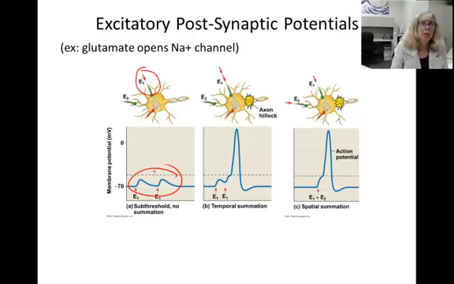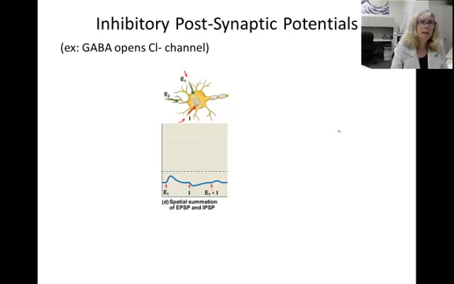If the EPSPs are close in time, shown here, or close in location, shown here, they can add up to reach the depolarization threshold and cause an action potential. An inhibitory postsynaptic potential will actually cause hyperpolarization, making it harder for that neuron to fire. This image shows an excitatory signal that causes a depolarization, and an inhibitory signal that causes a hyperpolarization.